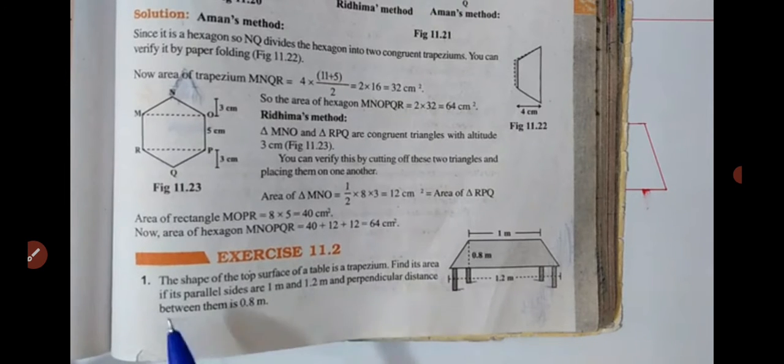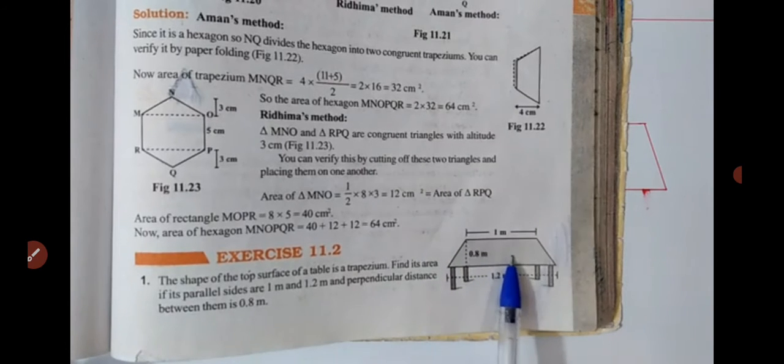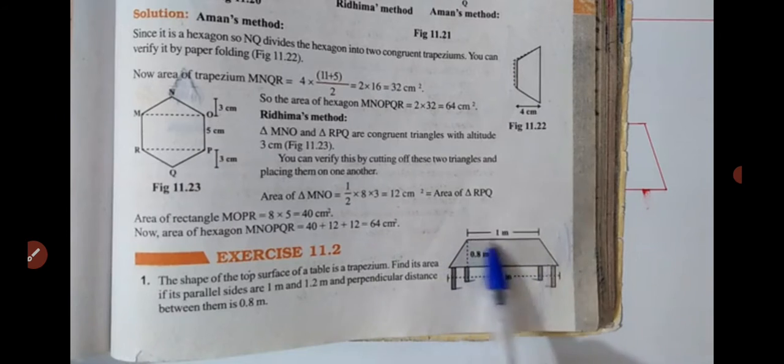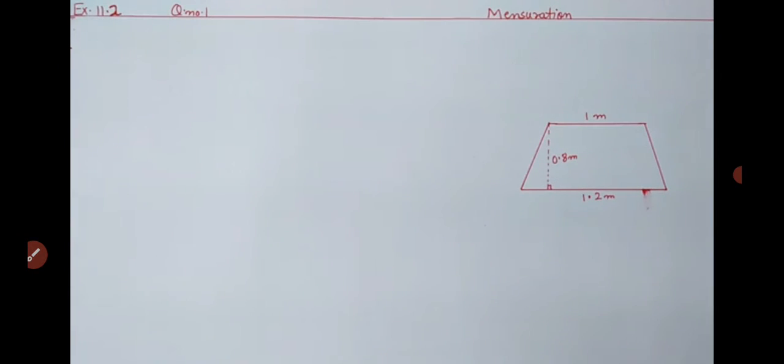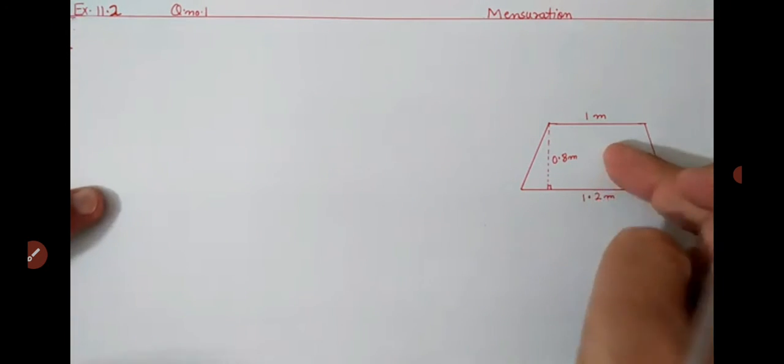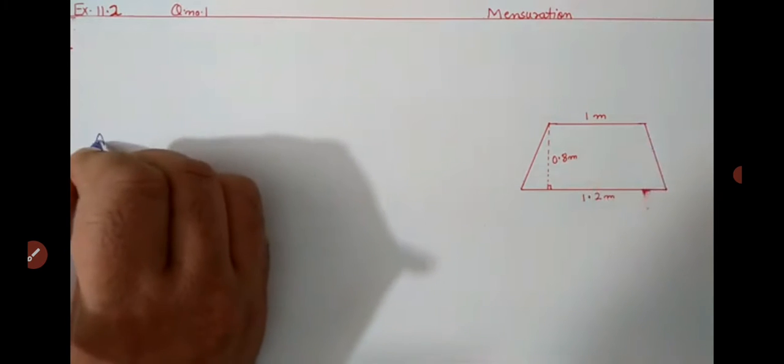meter. Okay, so the parallel sides are given. And what is the shape of the table top? Trapezium. Okay, and we know the parallel sides, and we also know the distance between them. Okay, so what we can do, see here 11.2 question number 1. See, 1 meter, two parallel sides are given to us.